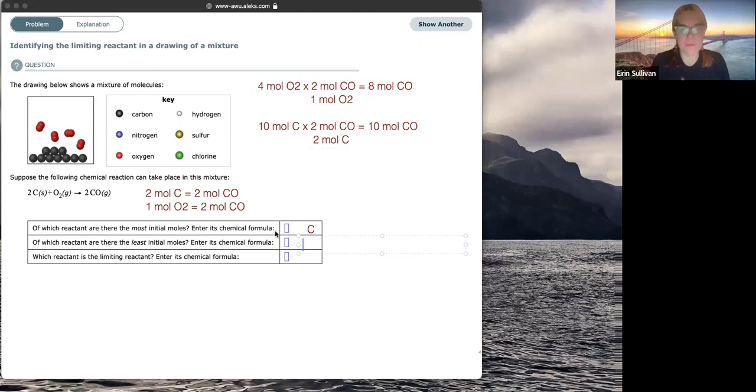The least initial moles we have is of the O2. Which one's the limiting reactant? It's going to be, in this case, the oxygen. Okay.